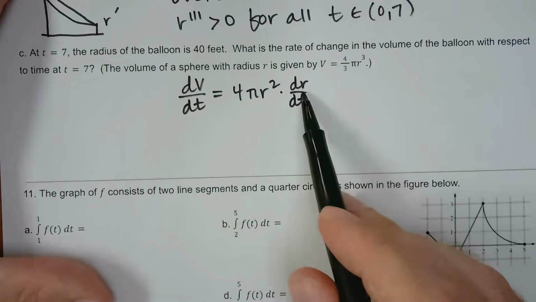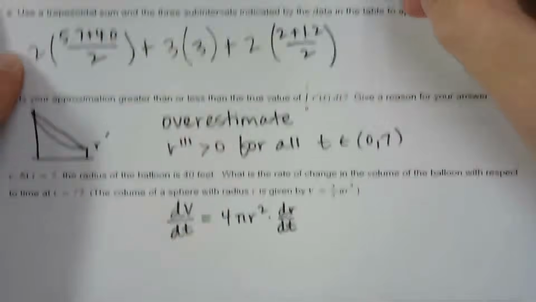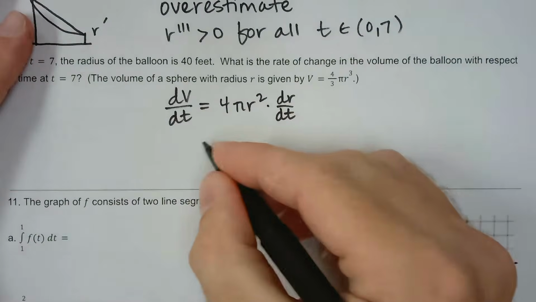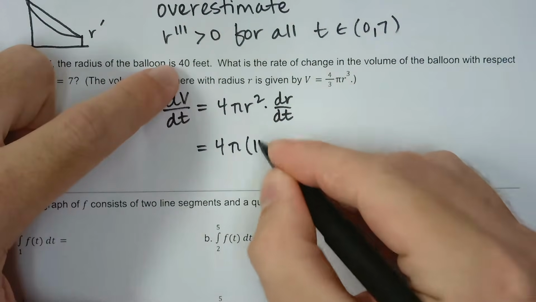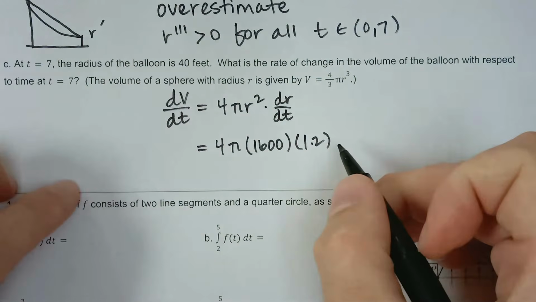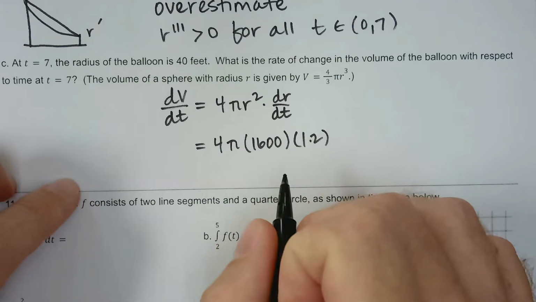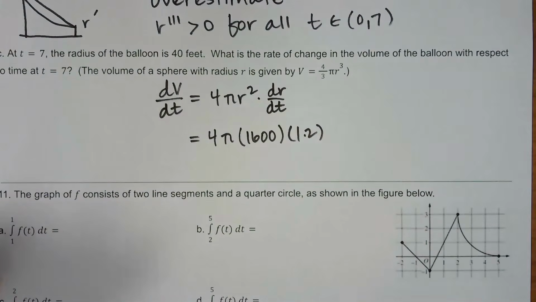And now dr/dt, we're going to be able to find that from the table. That's going to be at t equals 7. dr/dt was 1.2. So equals 4 pi, radius squared would be 40 squared, and then dr/dt was 1.2. Okay. Now, that's going to be a perfectly suitable answer, because I don't know 48 times 16 or 4.8 times 16. That's going to be risky for me, so I'm just not.